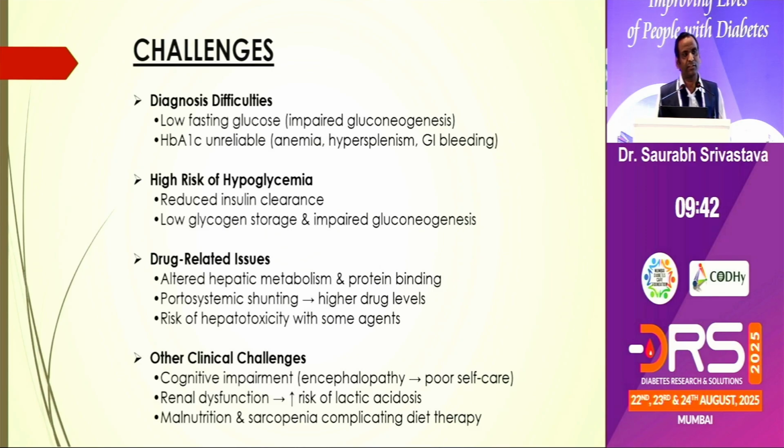There is a high risk of hypoglycemia because of reduced insulin clearance, low glycogen storage and impaired gluconeogenesis, as Sir has already told. There can be drug-related issues due to altered hepatic metabolism and protein binding, and portosystemic shunting leading to higher drug levels because of decreased first-pass metabolism, and risk of hepatotoxicity with some agents. And there are other challenges: cognitive impairment because of encephalopathy, renal dysfunction, and malnutrition and sarcopenia complicating the diet therapy.